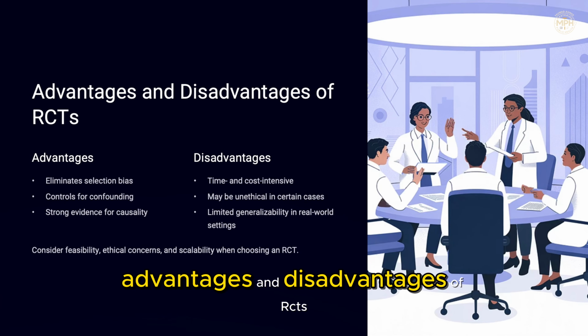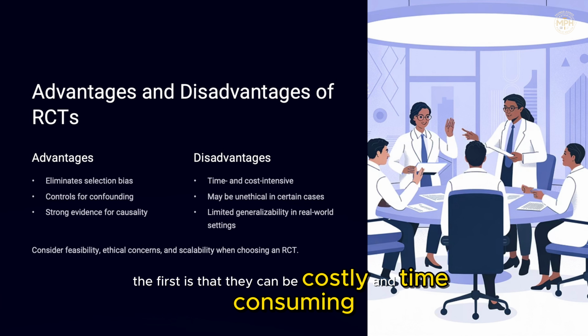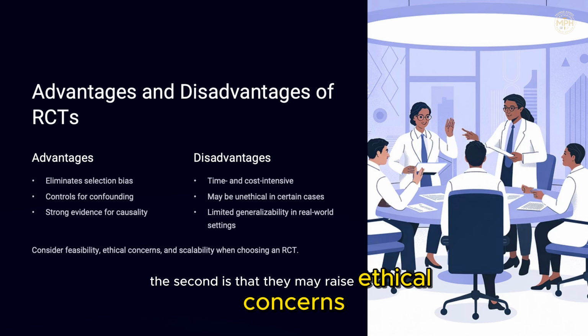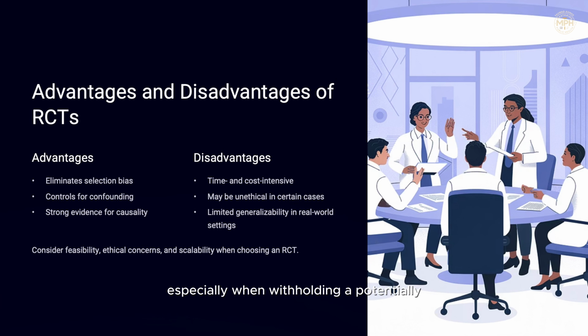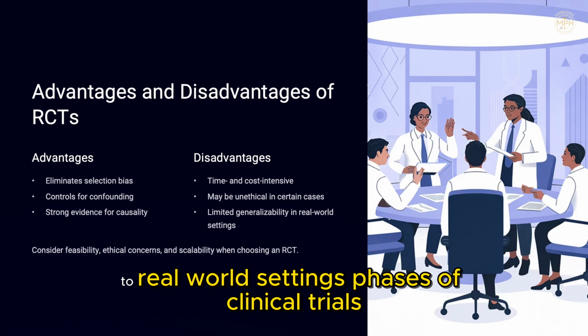Advantages and disadvantages of RCTs. Randomized controlled trials offer several advantages. The first is that they eliminate conscious and unconscious bias in group assignment. The second is that they average out unknown confounding variables, increasing internal validity. The third is that they provide strong evidence for causality. However, RCTs also have disadvantages. The first is that they can be costly and time-consuming. The second is that they may raise ethical concerns, especially when withholding a potentially beneficial treatment. The third is that they sometimes lack generalizability to real-world settings.